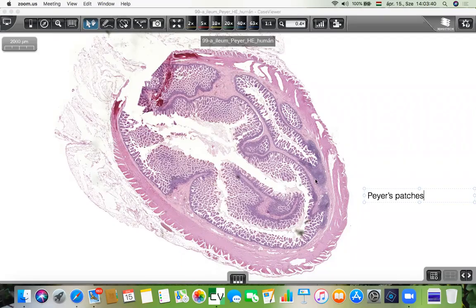These lilac darkly stained structures are lymphoid aggregations at the antimesenterial side of the intestine. You know, that side where the vessels enter the intestine is called the mesenterial side, and the opposite side is called the antimesenterial side. So the antimesenterial side is a typical site for the presence of Peyer's patches.